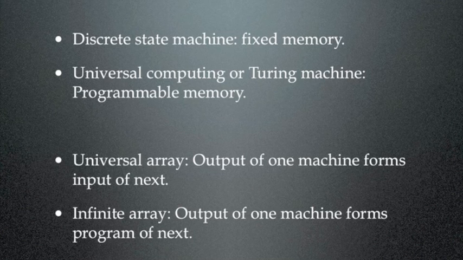And so you move forward now, and just to summarize that, the discrete state machine had a fixed memory, the universal computing or Turing machine had a programmable memory, and then from that he moved forward to what you could call a universal array, where the output of one machine forms the input of the next. And we can take that even further and develop an infinite array where the output of one machine forms the program of the next.